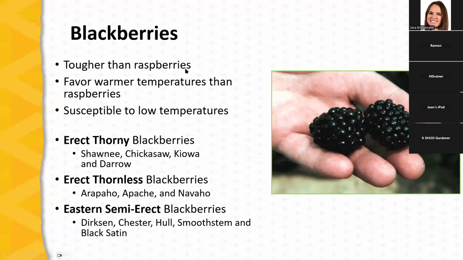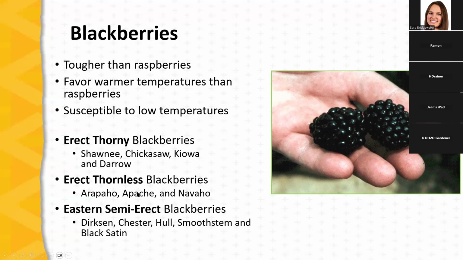Blackberries are a little tougher than raspberry. They like a little more warmer temperatures than raspberries, but both of them are susceptible to low temperatures, particularly hard freezes. In the case of blackberries, there's a lot of thorny varieties of blackberries, like the ones that we see there, Shawnee, Chickasaw, Kiowa, Darrow, etc. There are some erect thornless.